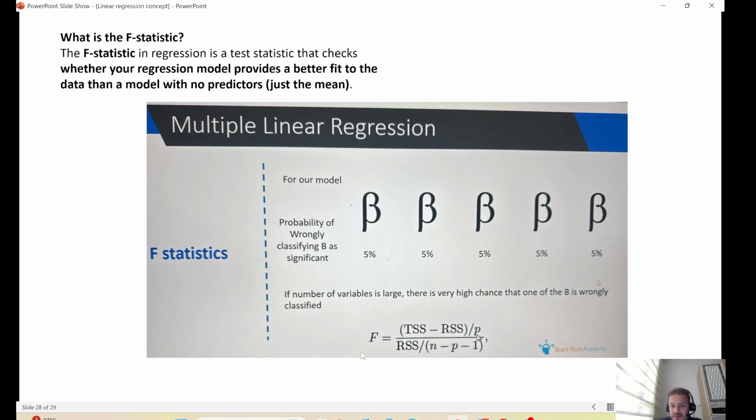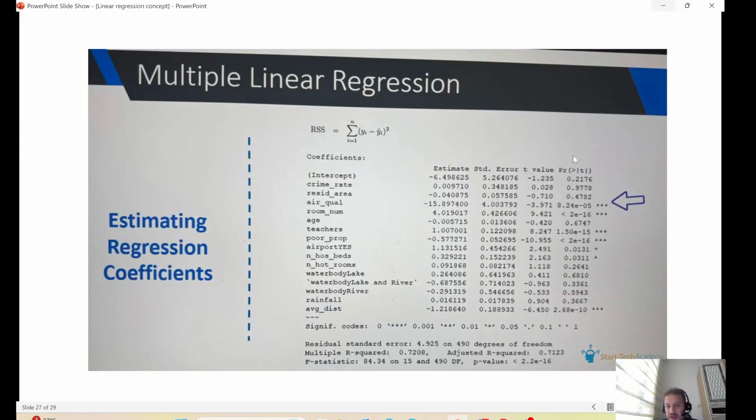F has a relationship with the p-value. It is calculated to check significance, depending on the p-value. If your model is more significant, you will have a high F. If you have a high p-value, you will see a low F, and this tells you whether your model fits your data or not. You can check the p-value from here, and you can check the F.